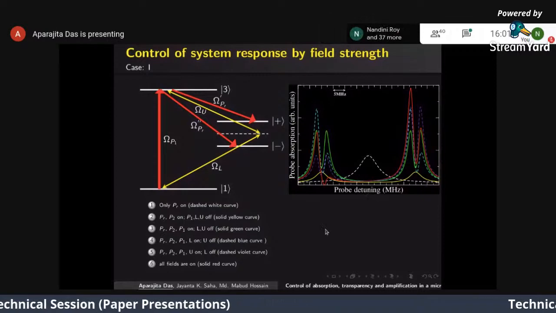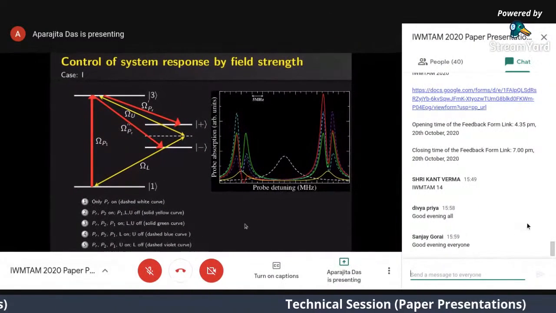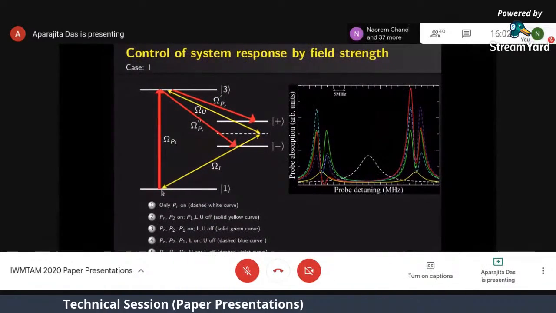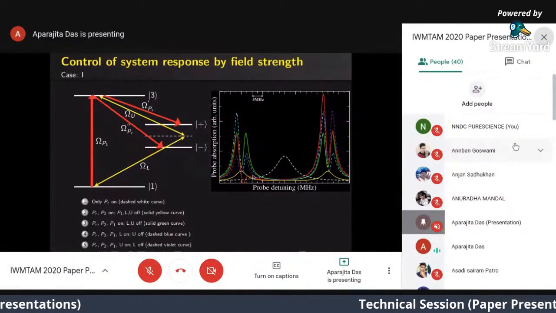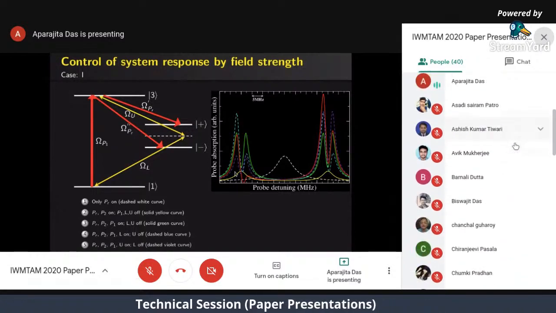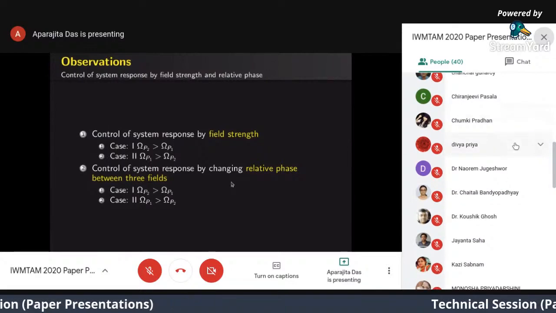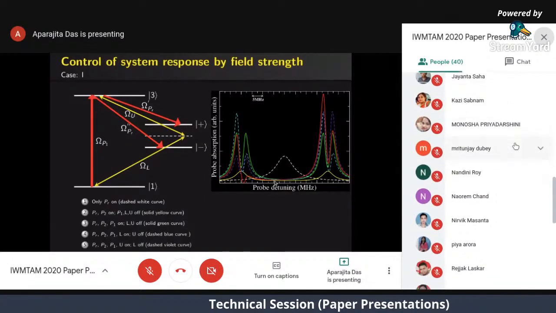Next, we are switching on the second pump. For this case, the P1 that connects where state 1, 2, 3. Here we can see that this yellow peak for both the detuning positions are further split into two peaks.